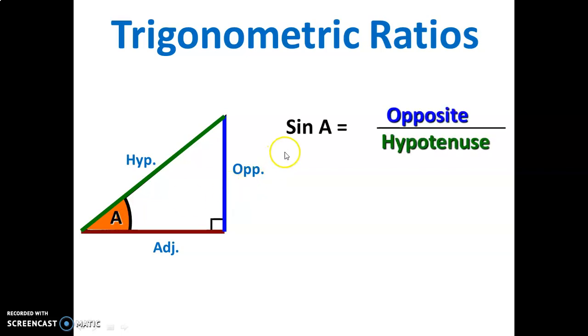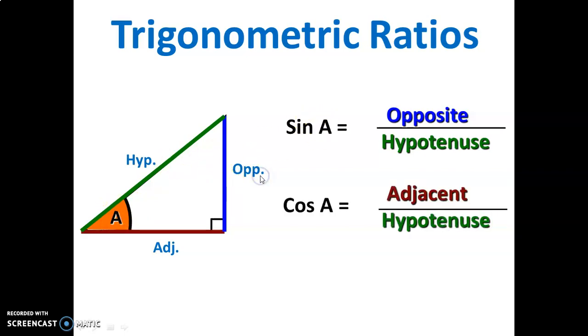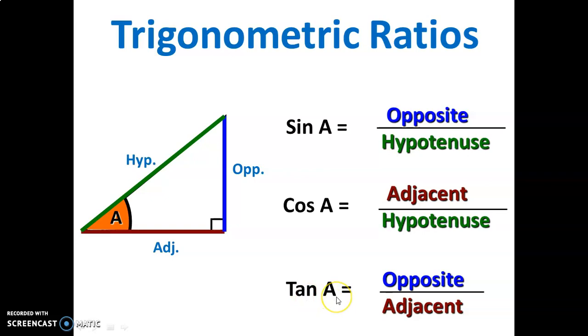The three trig ratios are your sine ratio. The sine of angle A is the ratio between the opposite side and the hypotenuse. So if you start at this angle, you write sine of that angle, opposite, hypotenuse. Cosine ratio is the ratio from angle A, the ratio of the adjacent side and the hypotenuse. And the tangent ratio is the ratio, again, from angle A of the opposite side over the adjacent side.